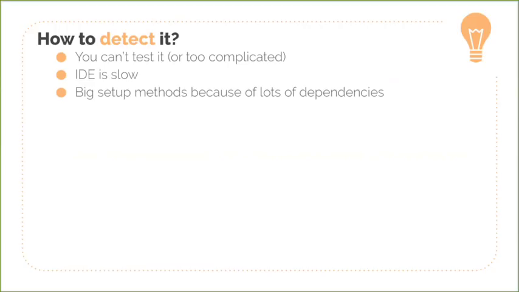Another way to detect it is when you have big setup methods because of a lot of dependencies. If you see that big setup method with a lot of dependencies there, maybe you need to think about how to fix it or how to change it. You can split that class into other classes.